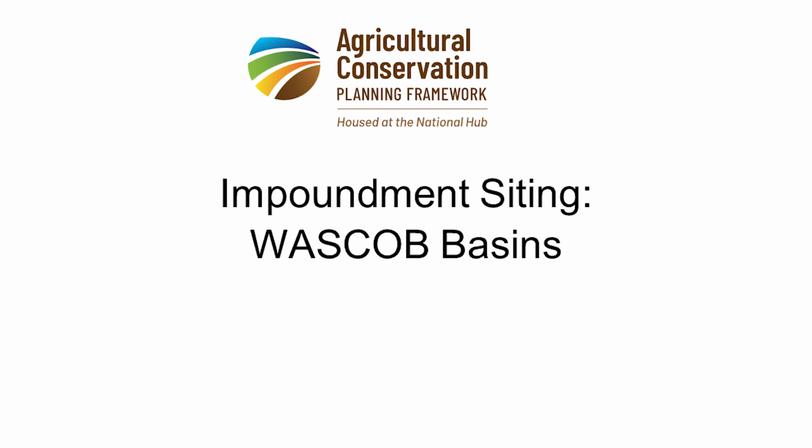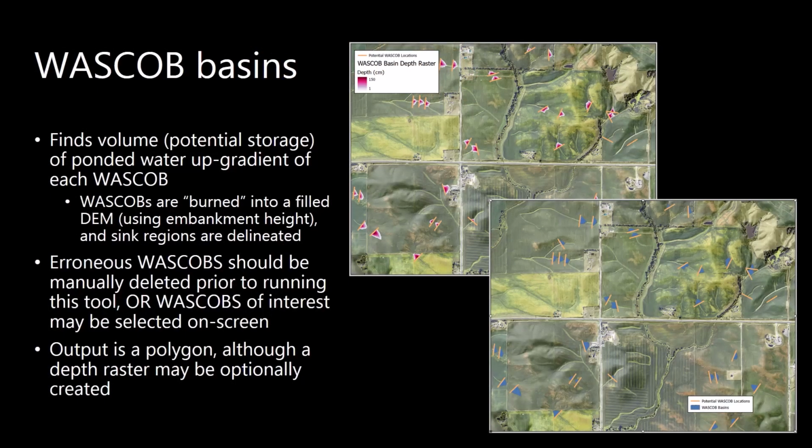In this video, we're going to discuss the WASCOB Basins Tool. This is the final tool in the impoundment siting section of the ACPF Toolbox. The WASCOB Basins Tool finds the potential storage of ponded up water upstream of each WASCOB. This is done by burning the WASCOB's feature into a filled DEM using the embankment height value. Sink regions are then delineated behind them.